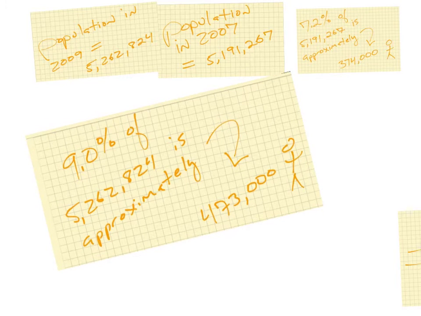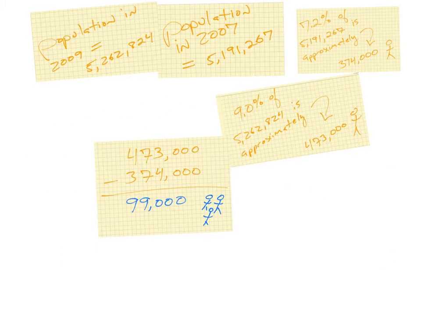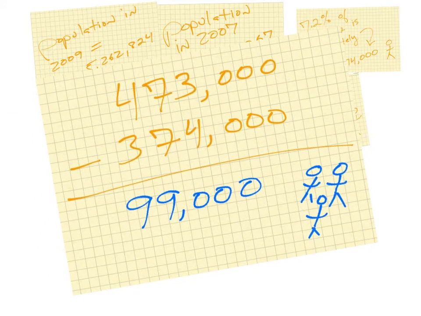All right. There's another note here. It says that 9.0% of 5,262,824 is approximately 473,000 people. And that looks like that is the number of uninsured, the 9.0%, the number of uninsured in 2009. And so it looks like here when we look at this graph of paper here, that John has done some basic arithmetic. He has subtracted the number of uninsured in 2007 from the number of uninsured in 2009 and come up with 99,000 people.